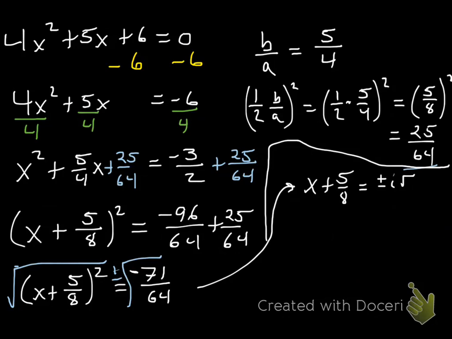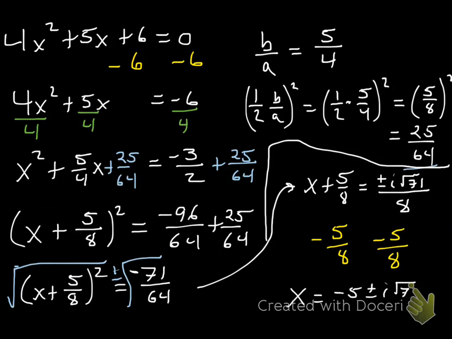The square root of negative 1 is i. So that's where the i comes from. 71, we can't do a whole lot with. And then we have 8 in the denominator. If we subtract 5/8 from both sides, we could write it as one fraction because they all had a denominator of 8. Now they may ask you for like the real part and the imaginary part.